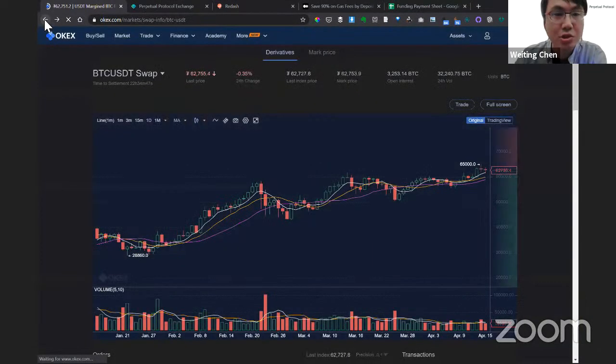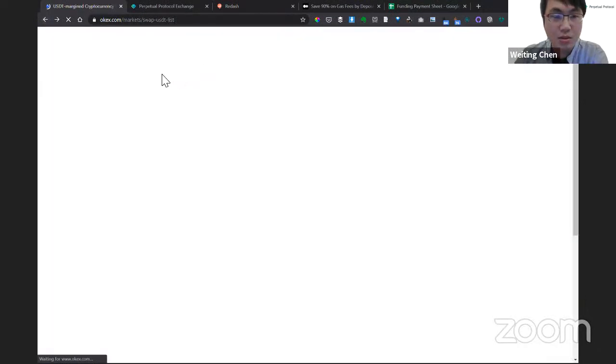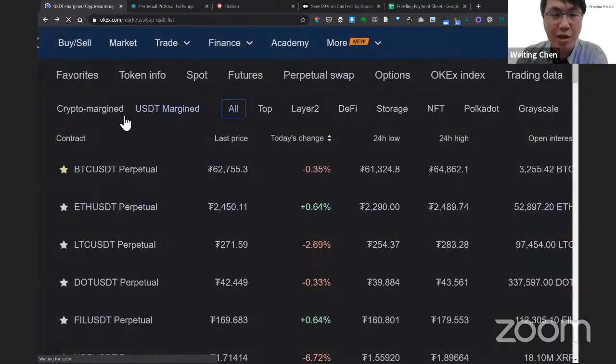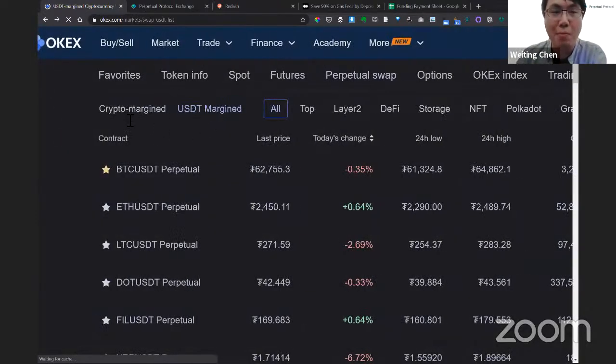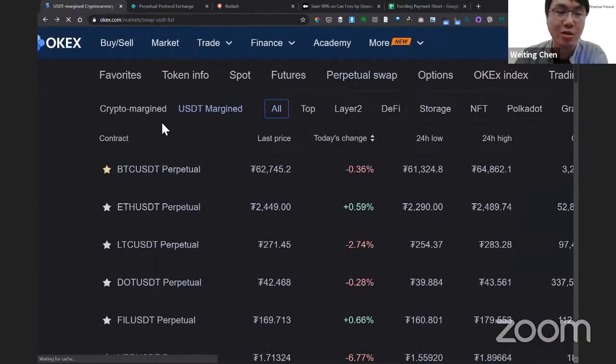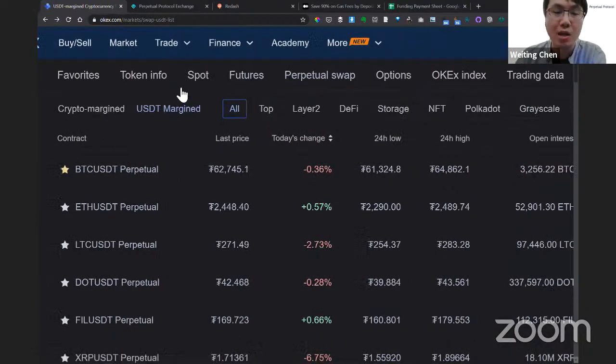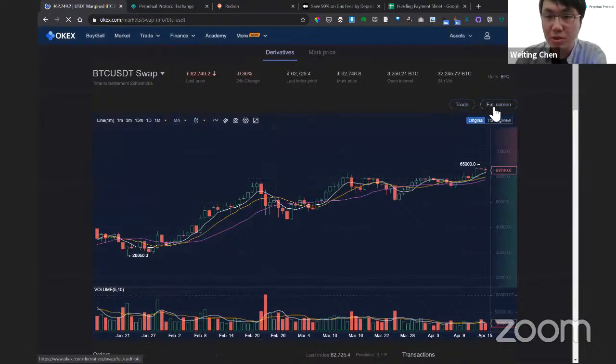Yeah, let me go back to the last page. So here are the two types of perpetual swap on OKEx, as I mentioned. One is called crypto margin perpetual swap, and another one is called USDT margin perpetual swap. And we're going to do the latter. So let's click this one and open the full screen.